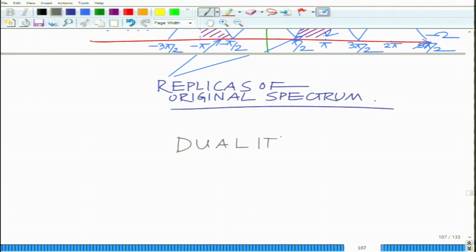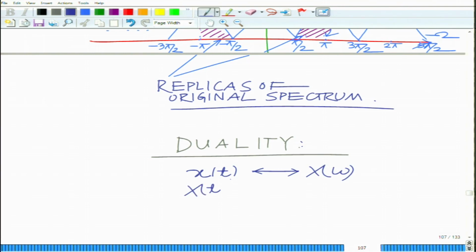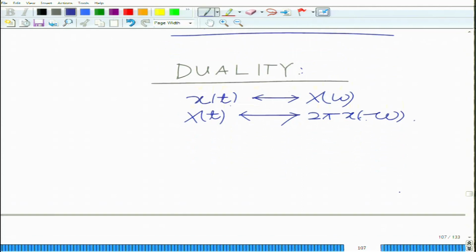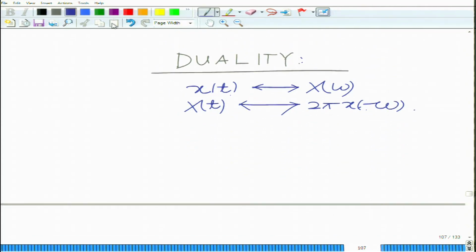And this is also very interesting because in continuous time, if you have x of t which has a Fourier transform X of omega, then we know that capital X of t has the Fourier transform 2 pi x of minus omega. In the context of a discrete time signal, again it is slightly complex.